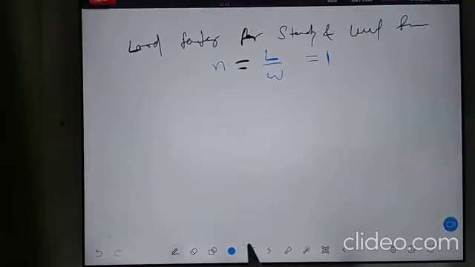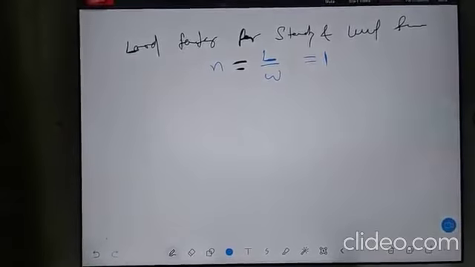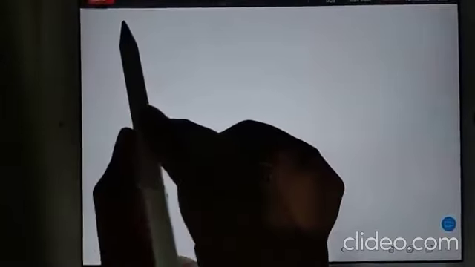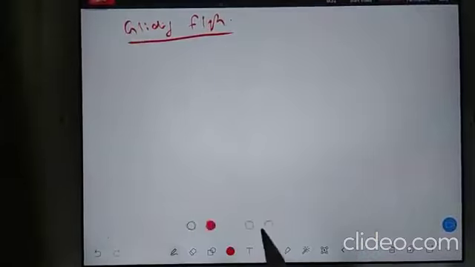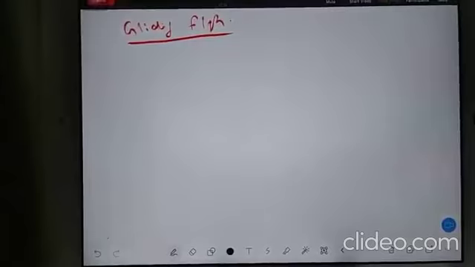Now we will discuss gliding flight. I will change the page. Take the heading as gliding flight. It is not a steady flight. Why is it not steady? Because your altitude is being changed. Constantly you are losing altitude.